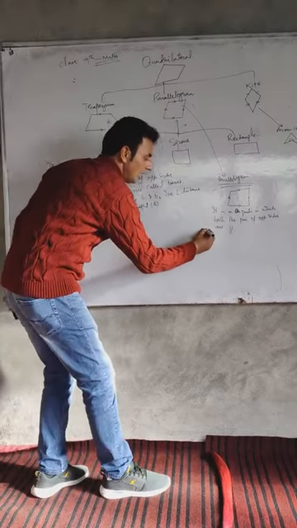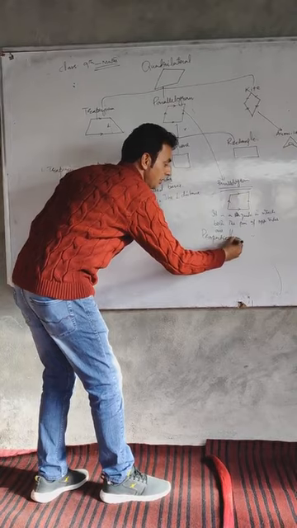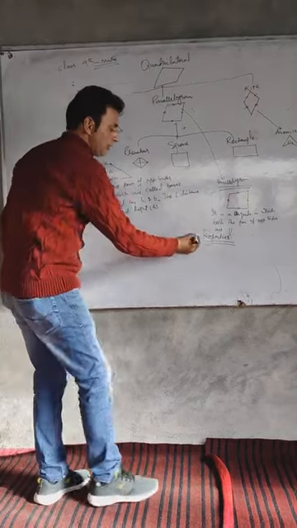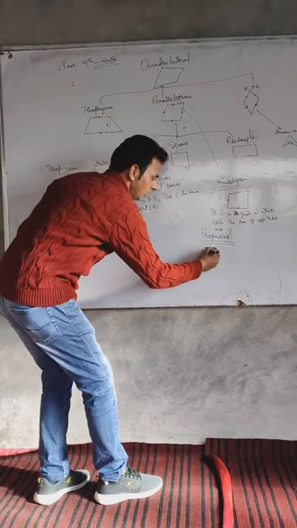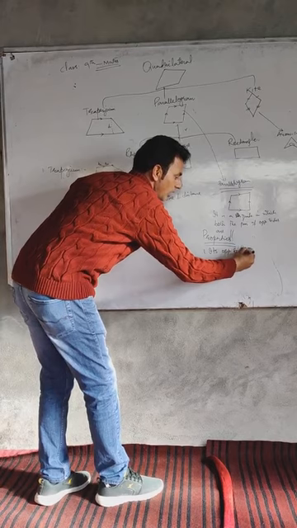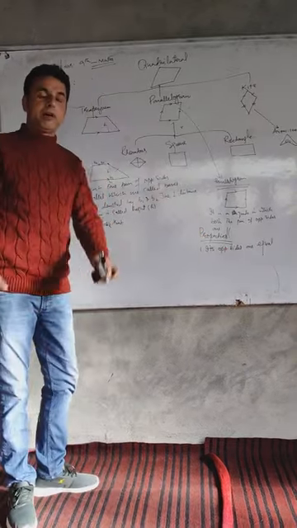Now, there are properties of a parallelogram. It has many properties. The first property is its opposite sides are equal. This is a property of a parallelogram.